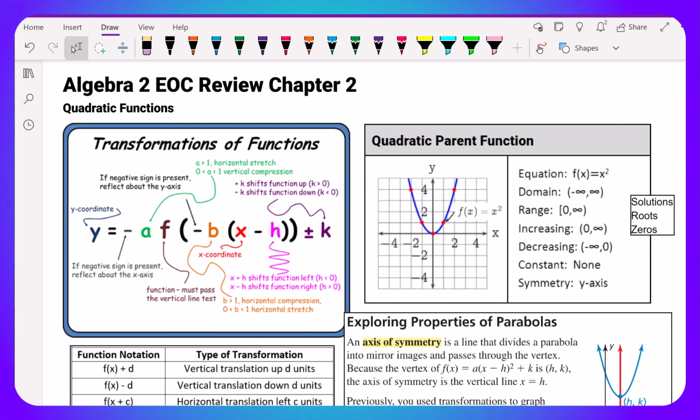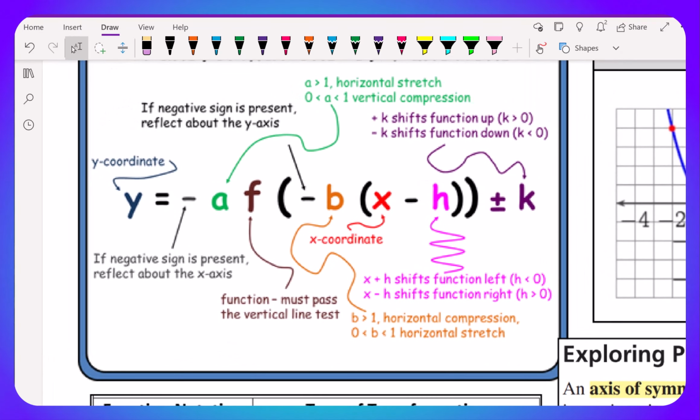Hello everyone, this is the Algebra 2 end of course review for Chapter 2, and we will be focusing on quadratic functions. Here's the good news. Transformations of quadratic functions is the same as it was in Chapter 1. So one more time, if you are going to move a function up, you will add an amount to the function. If you are going to move it down, you're going to take away.